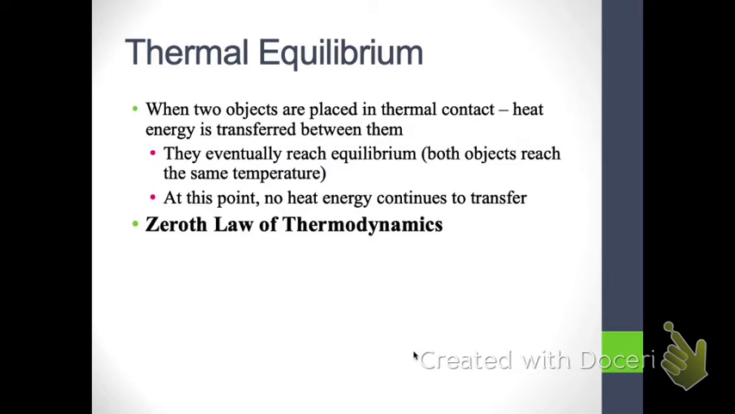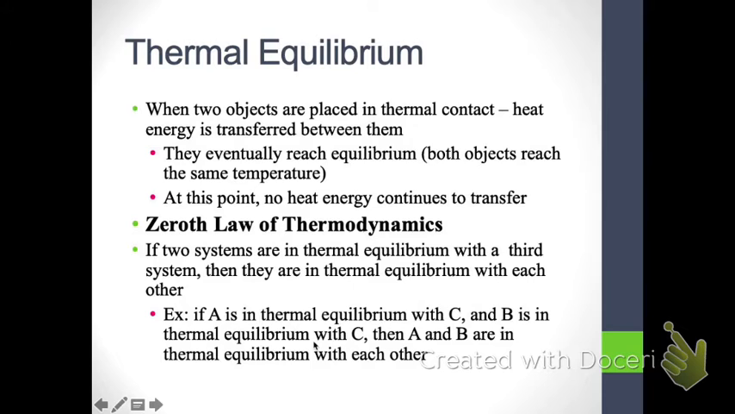Okay, so here is another way of saying this. If there are two systems in thermal equilibrium with a third system, then they're in thermal equilibrium with each other. This is another way of rephrasing what we said, right? They're eventually going to reach this thermal equilibrium. If two systems are in thermal equilibrium with a third, then that means they have to be in thermal equilibrium with each other.